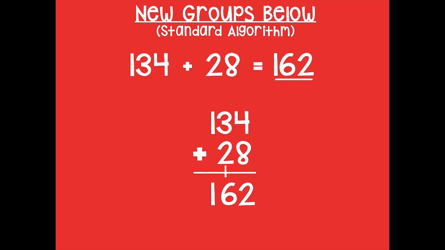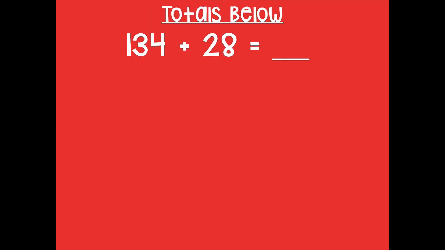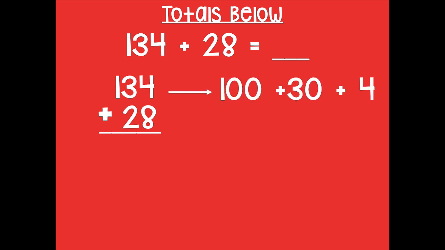Let's see what we get when we use the totals below. Okay, so again, you're rewriting it in vertical form, and you're writing both of the numbers in expanded form. So 134 is 100 plus 30 plus 4. And 28 is 20 plus 8. And again, remember when you're lining these up as well, you want to keep your numbers together. So the ones place stays with the ones, hundreds and the tens stay together on their own.